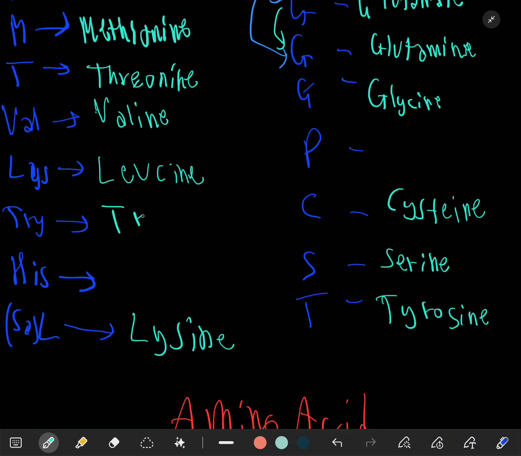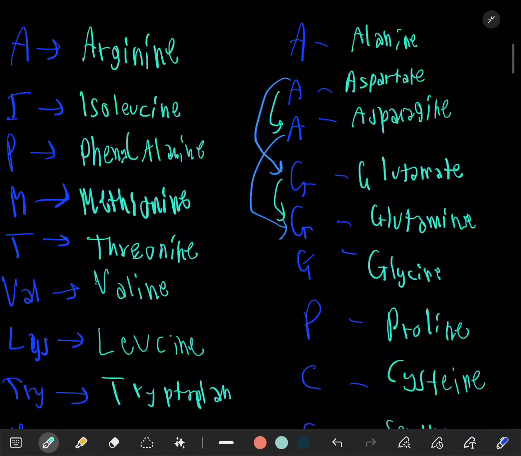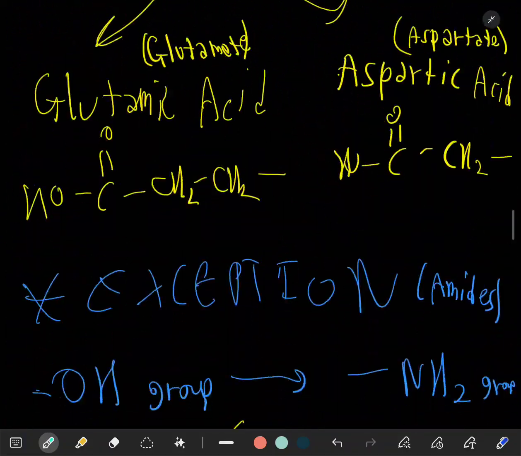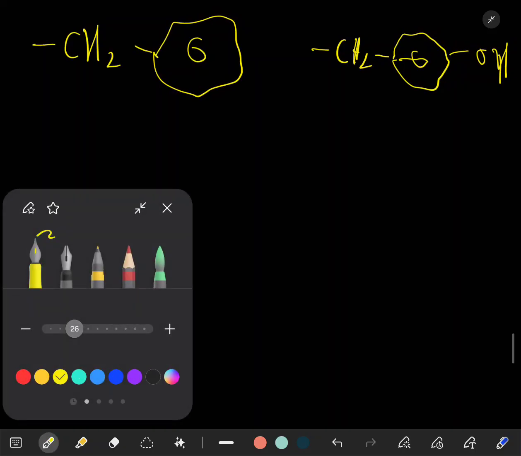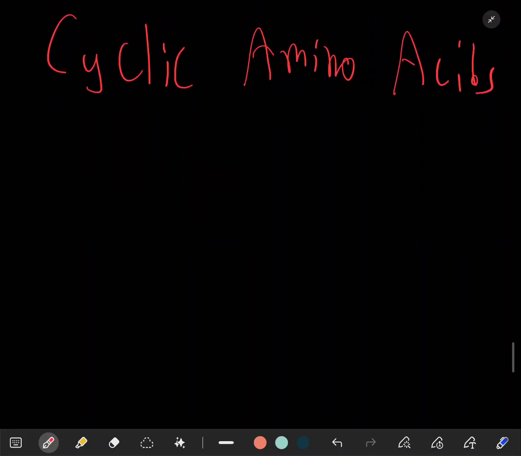Tryptophan is the tryptophan operon, which has been removed from the syllabus. Histidine makes histamine, so histidine. And over here we have P. Proline is the exception, the only 2-degree amino acid which we just studied over here, proline. So these are the last 3 which we studied, and they come under the category of cyclic amino acids. So let's write the last category as cyclic amino acids.